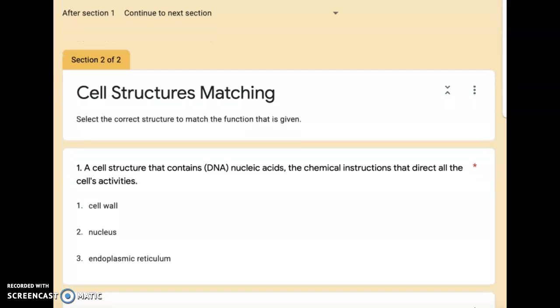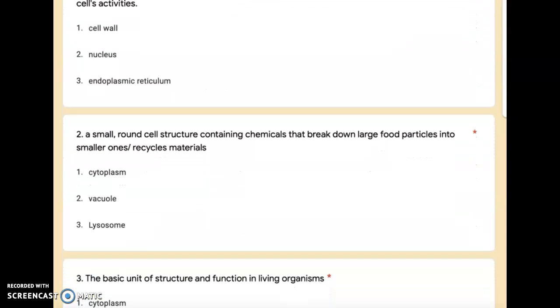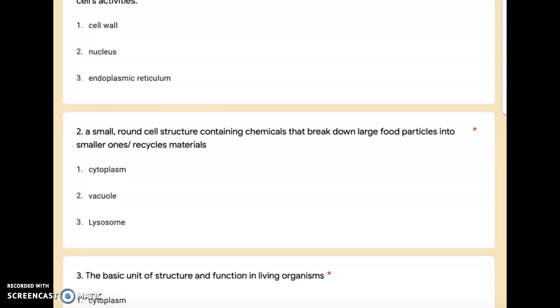Number 1. A cell structure that contains DNA, nucleic acids, the chemical instructions that direct all the cell's activities. Is that cell wall, nucleus, or endoplasmic reticulum? Number 2. A small, round cell structure containing chemicals that break down large food particles into smaller ones, recycles materials. Is that cytoplasm, vacuole, or lysosome?